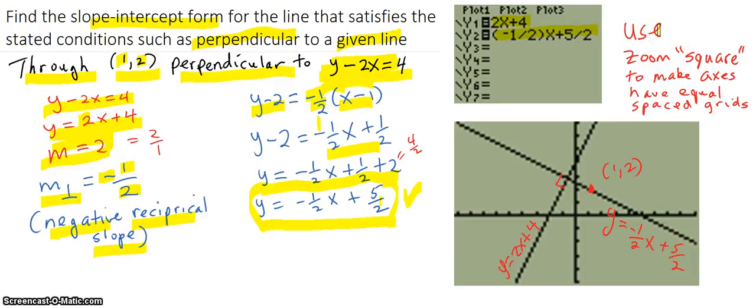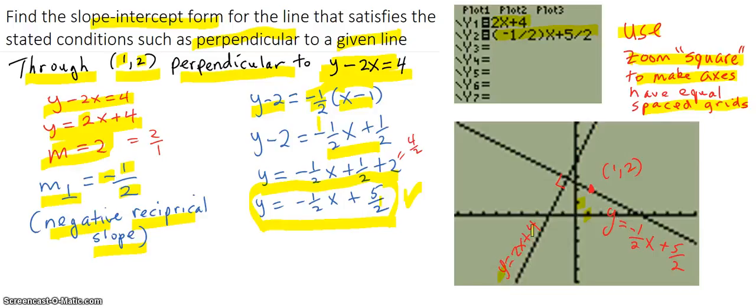And I had to use zoom square to make sure that the axes had equal spacing on the grids, because it normally doesn't. It's squashed normally. But if you do zoom square, then the tick marks, as you can see, are exactly equal on the x-axis and on the y-axis. So you get a true graph that way. That way your circle won't get squashed and your perpendicular lines will look exactly perpendicular like they're supposed to.